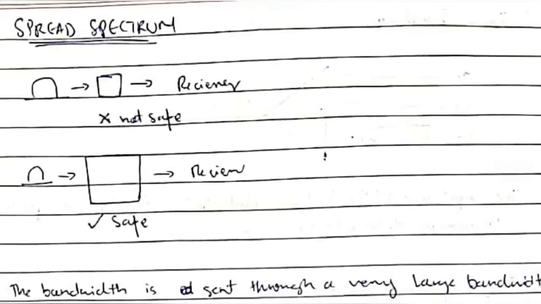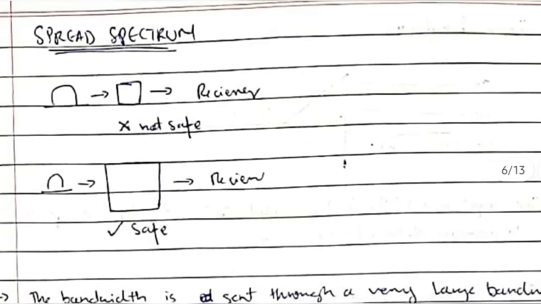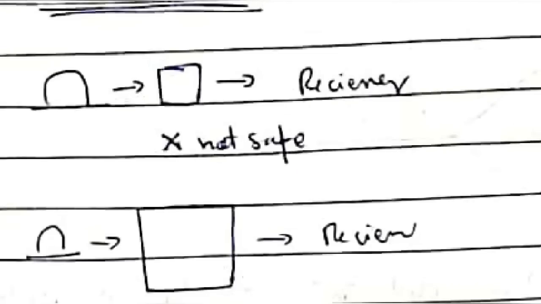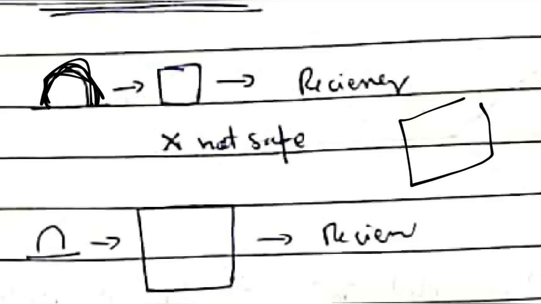So the first topic, which was multiplexing, is over, and the second topic of bandwidth utilization is spread spectrum. Spread spectrum means, see here, if this is the bandwidth, you can consider the bandwidth as a box, and the data which you send is like a gift. What gift can you send?